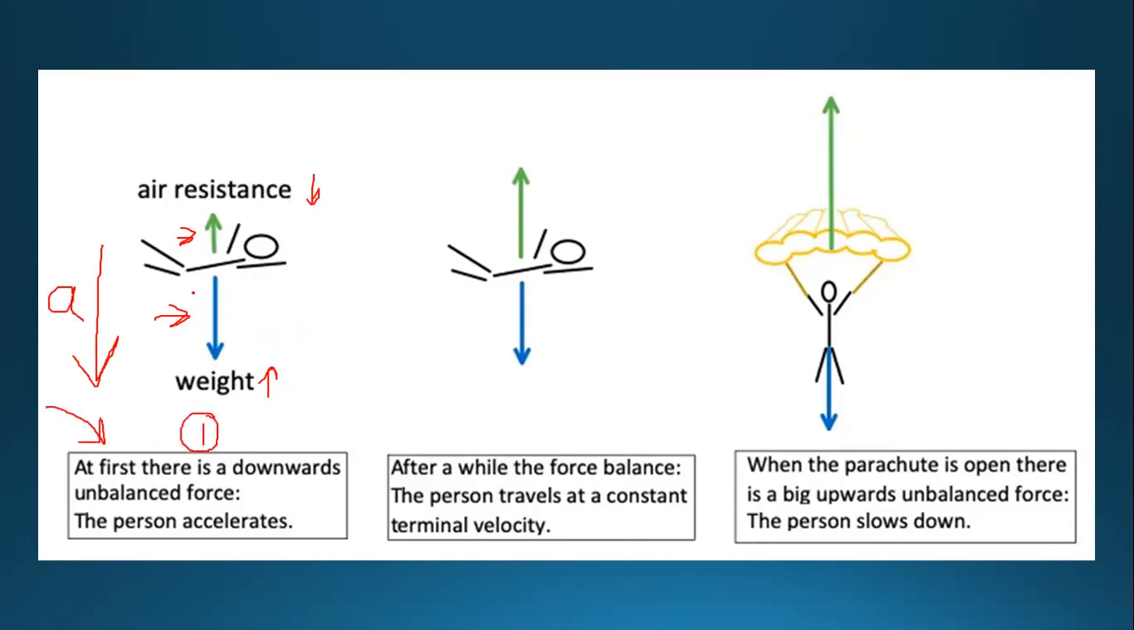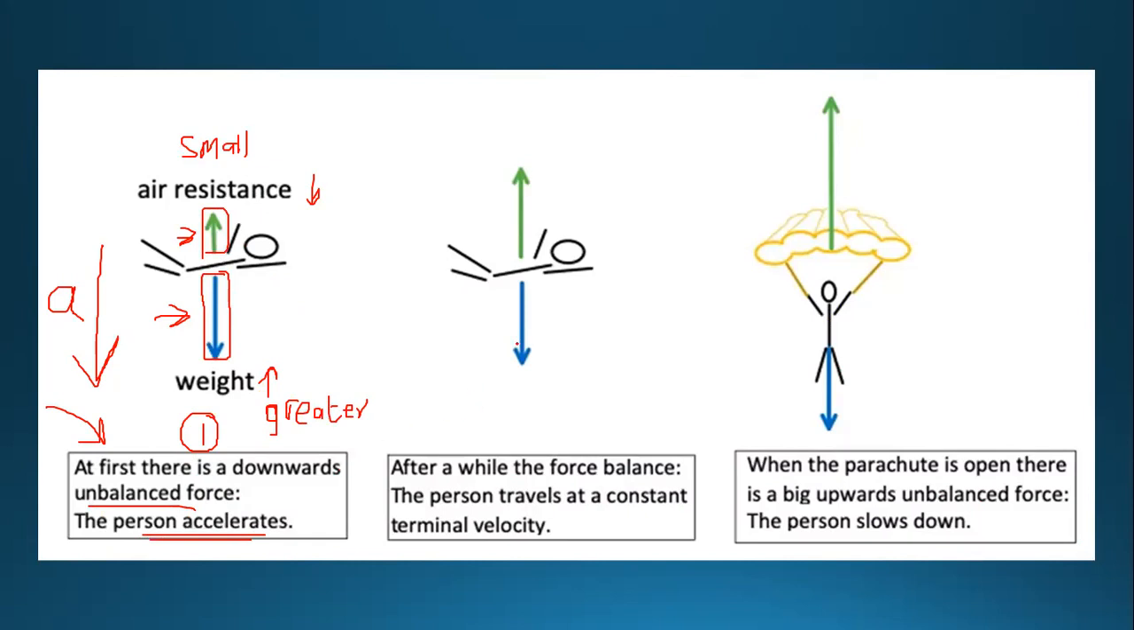Unbalanced force क्यों है ये? Because the magnitude of forces are different. Air resistance is smaller, जबकि weight over here is greater. We can see that by the size of the arrows, because I told you the size of the force or the magnitude of the force is determined by the size of the arrow as well. So at first there is a downwards unbalanced force and the person would accelerate.